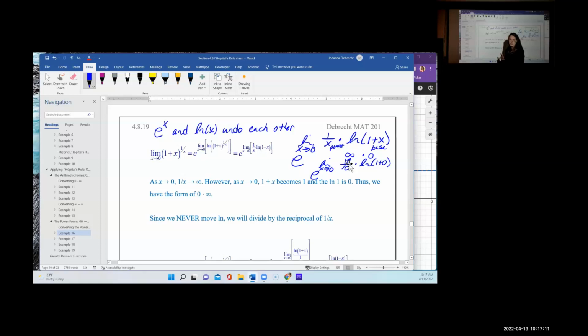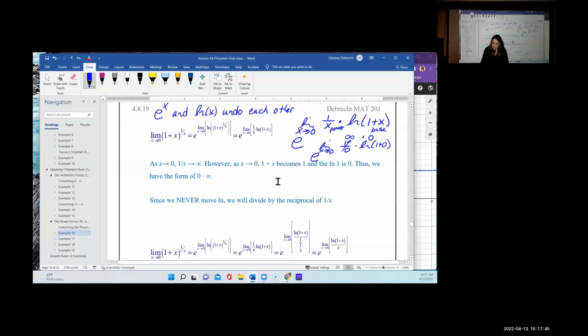I expected this. This is going to happen each time. I expect that I'm going to get something that's arithmetic of the form 0 times infinity or infinity times 0. Now I need to do something to convert this into a fraction. You will never, ever move natural log. Natural log will always remain in the numerator. So that means that the power part has to fit somehow in the denominator. In this problem, it's pretty easy. What I would do would be just slide the x underneath.